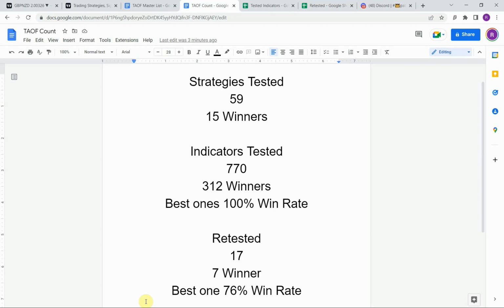We've also retested in the advanced testing 17 of the winning indicators. 7 of them have been able to maintain the winning status. The best one, a 76% win rate. Now, keep in mind that we test most of these strategies and indicators on the Forex and crypto market, but they can be applied to just about any market and time frame universally.